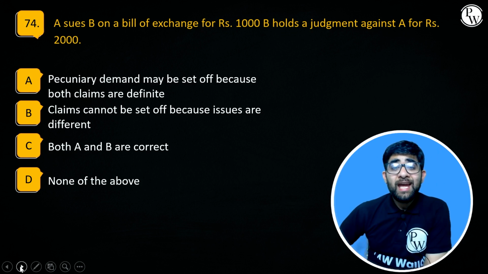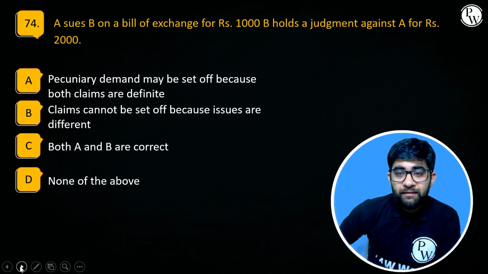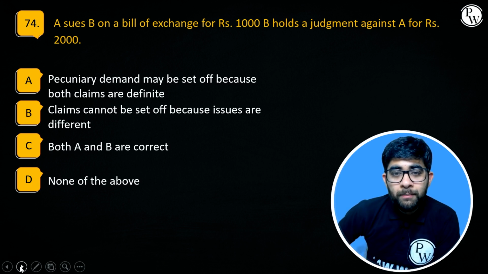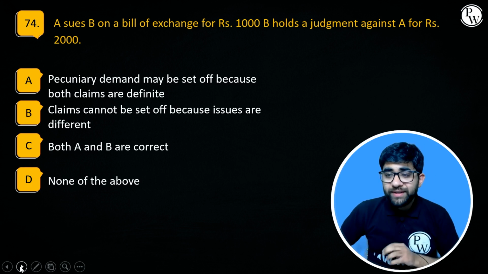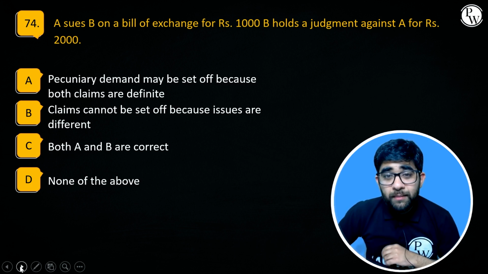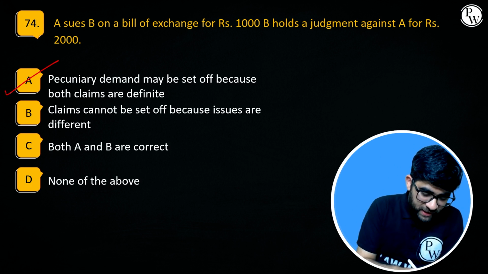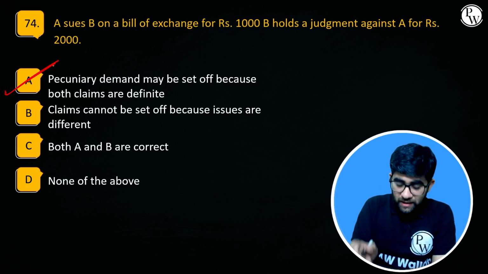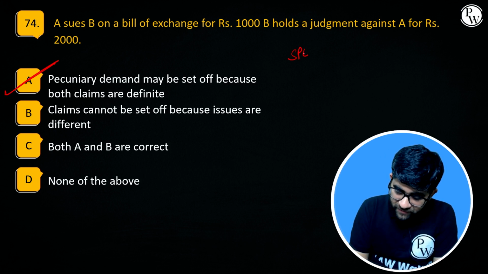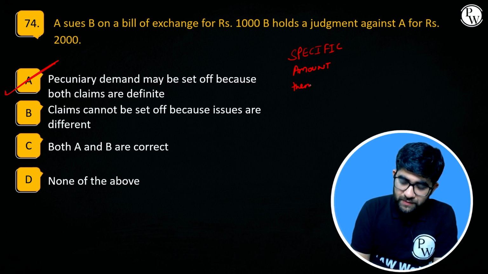74. A sues B on a bill of exchange of rupees 1000. B holds the judgment against A for rupees 1000. Pecuniary demand may be set off because both claims are definite. Claims cannot be set off because issues are different. Both A and B are correct. None of the above. Must be set off because both claims are definite. This is correct. If there is a specific amount, then set off is possible.